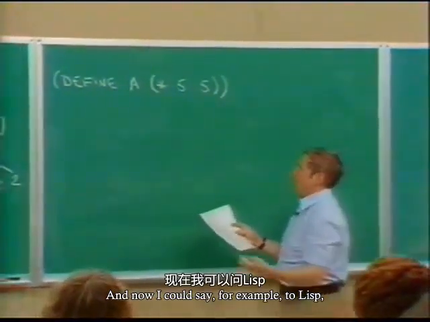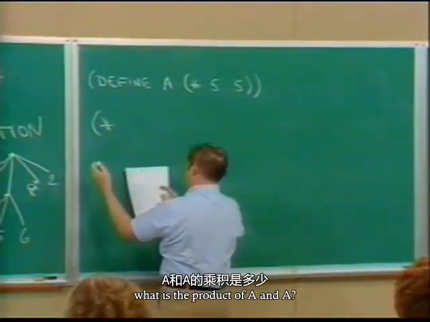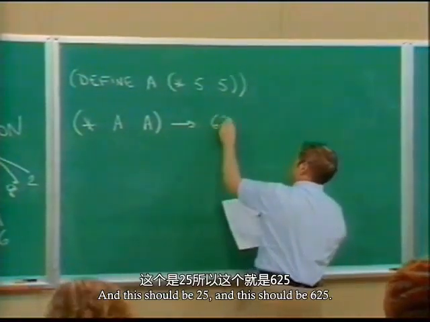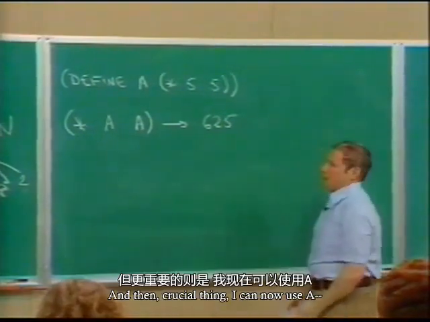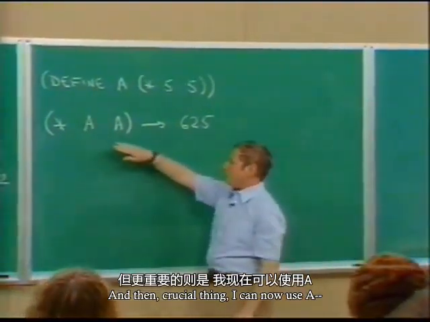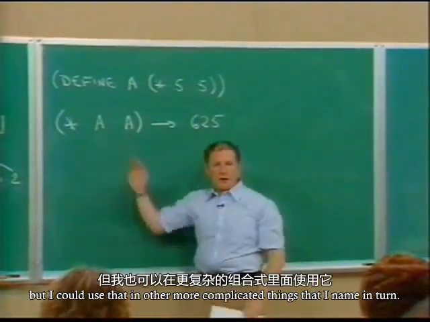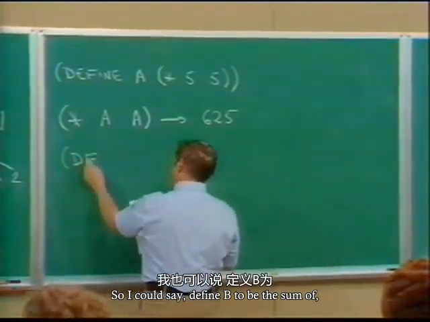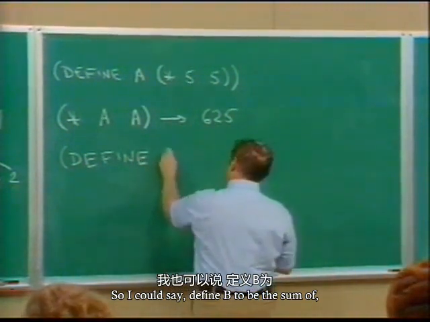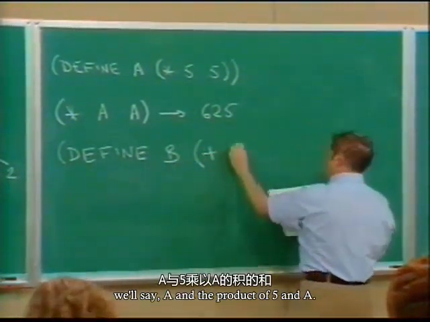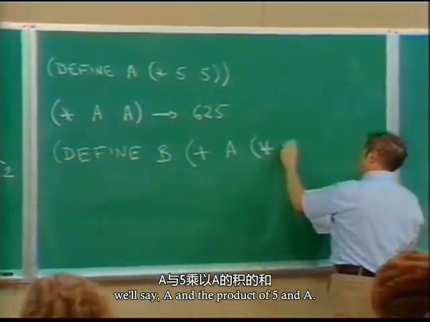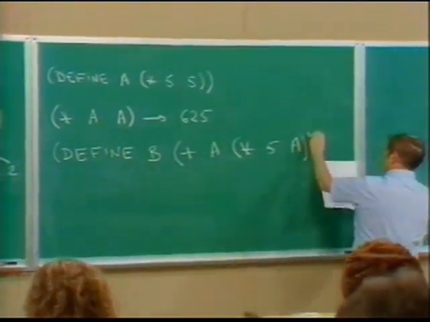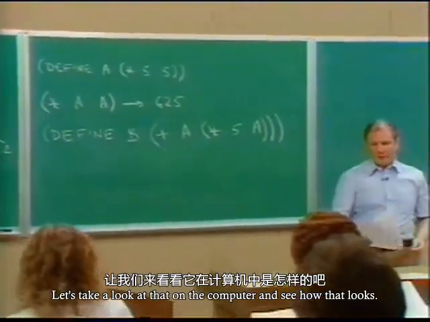Okay. And now I could say, for example, to Lisp, what is the product of A and A? Right, and this should be 25, and this should be 625. And then, crucial thing, I can now use A. Here I've used it in a combination, but I could use that in other more complicated things that I name in turn. So I could say define B to be the sum of, we'll say, A and the product of 5 and A. You can close the plus. Well, let's take a look at that on the computer and see how that looks.